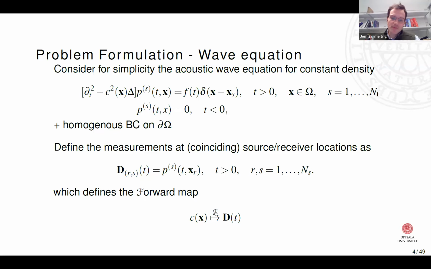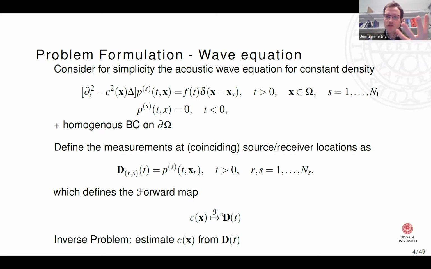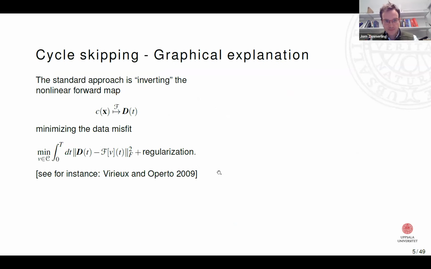The forward map maps the velocity, the acoustic velocity, to the measured data. And now the inverse problem is to essentially undo this forward mapping. So that is to estimate the coefficient c from the measured data D of t. This is what we mean when we say we want to solve the inverse problem. What we mean is estimating c from D, and that is finding an approximate inverse of this forward map. The proper inverse may not actually exist.